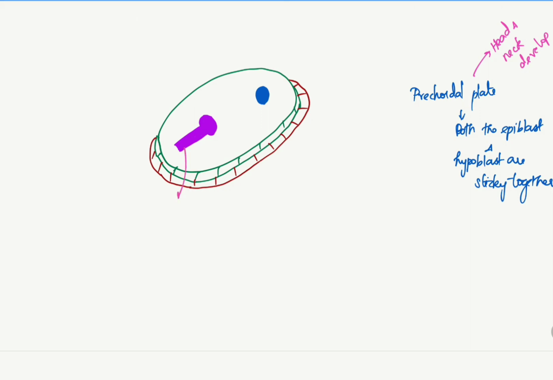So this is the primitive streak. This bulb-like portion is called the primitive node. And this portion is called the prechordal plate, where the epiblast and hypoblast are fused together. That means even if a layer is formed in between the epiblast and hypoblast, the developing layer will be absent at the place of the prechordal plate.